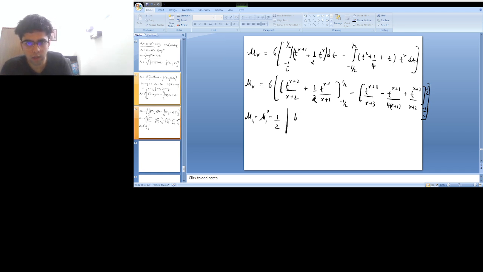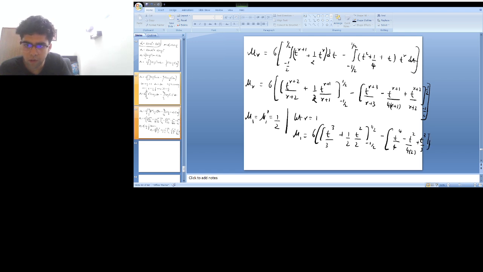After putting in r is equal to 1 in this expression, this becomes mu1, and 6 into t to the power 3 upon 3 plus half into t to the power 2 upon 2, substituting minus half and half, minus t to the power 4 upon 4 minus t to the power 2 upon 4 into 2 plus t to the power 3 upon 3, right?